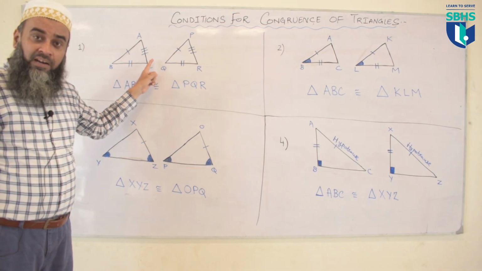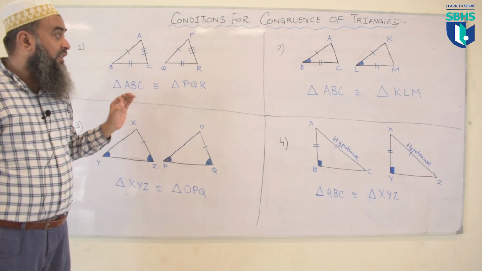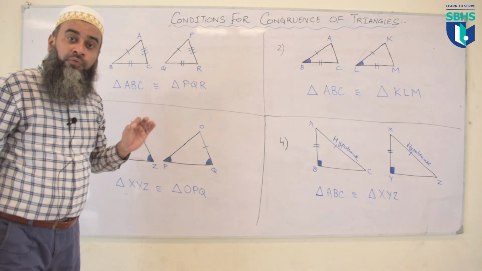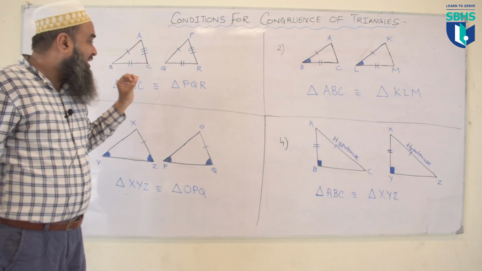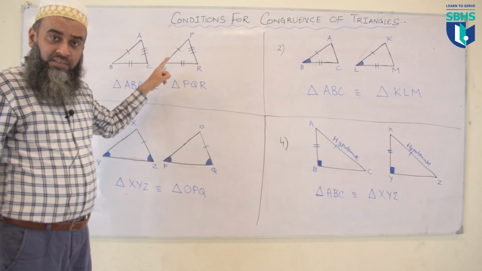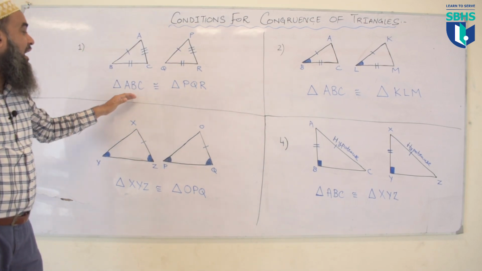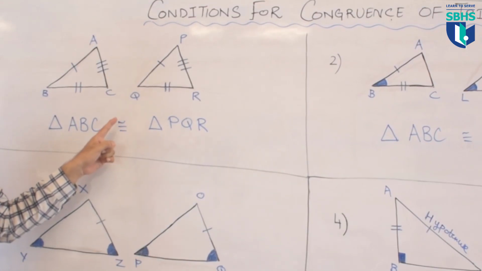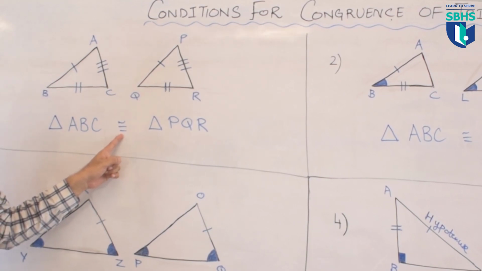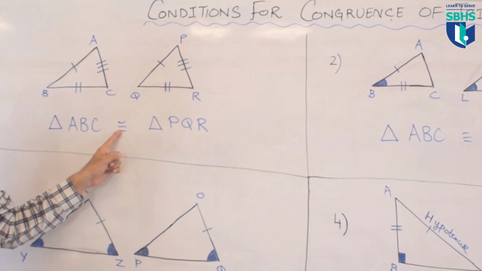So you can say that in both the triangles, all the three pairs of corresponding sides are congruent. This is the first condition for congruence of triangles. So we can say that if in both triangles all the three pairs of corresponding sides are congruent, both the triangles are also congruent. This is the symbol of congruence.